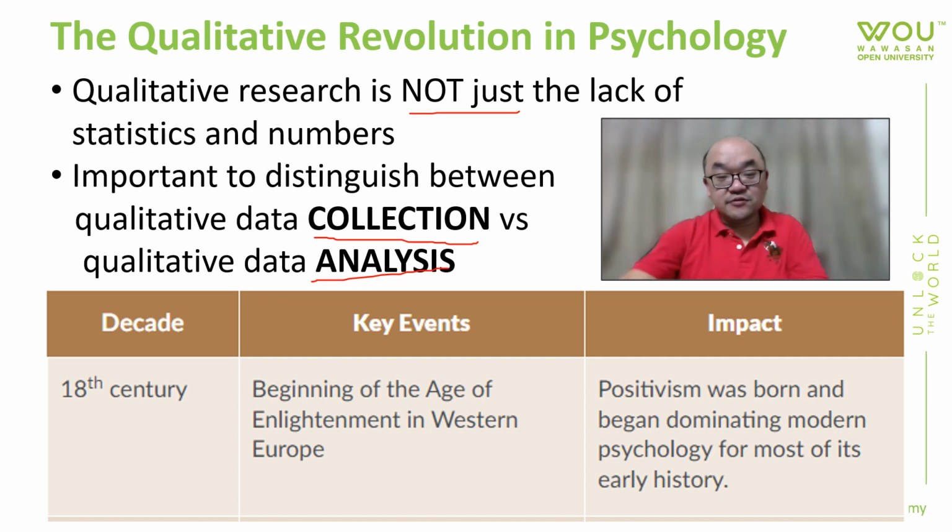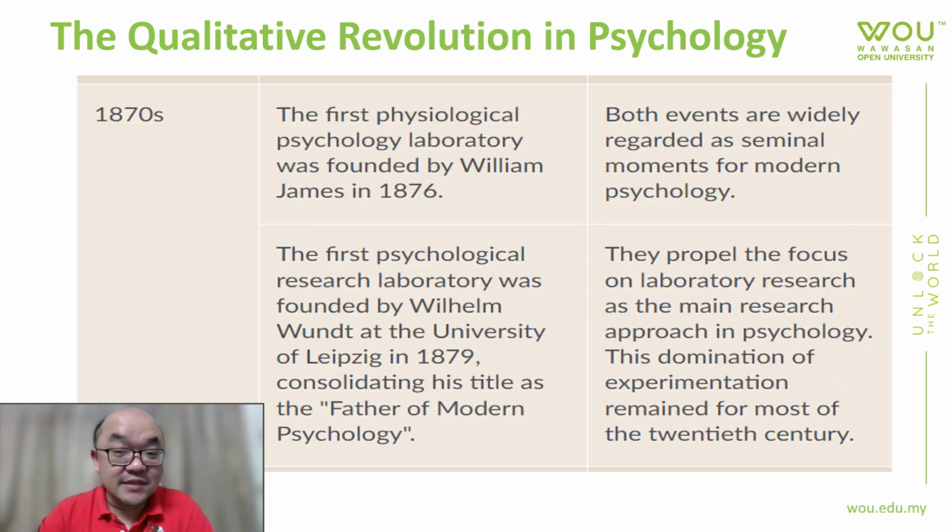Now, the 18th century is the beginning of the Enlightenment, where positivism is born, and it becomes a dominating perspective of psychology, because again we are trying to catch up to natural science at that time. Then in the 1870s, the first psychology lab is built by William James and Wilhelm Wundt. Wilhelm Wundt seems like he developed the lab a bit later, but he's the one who actually started the whole experimenting. That's why he's called the father of modern psychology.